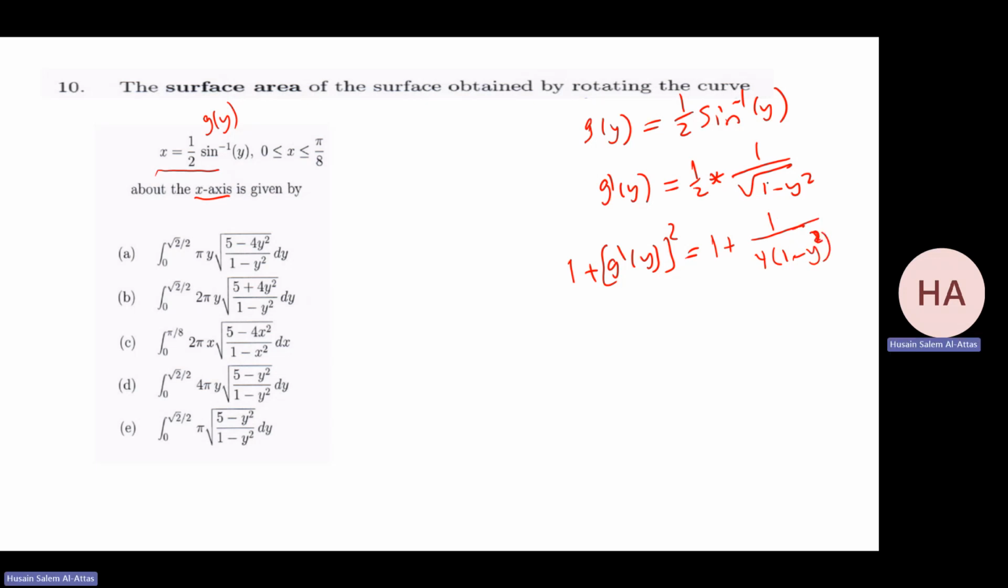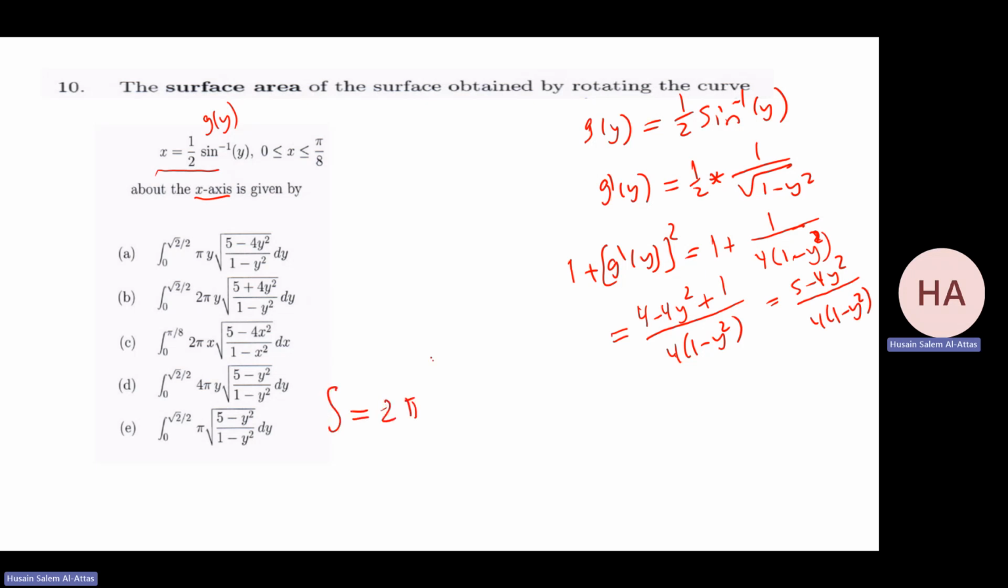That will be what? 1 plus 1 over 4 times 1 minus y squared. I killed the square root. So that gives me what? 4 minus 4y squared plus 1, over 4 times 1 minus y squared. That gives me 5 minus 4y squared over 4 times 1 minus y squared. Great.